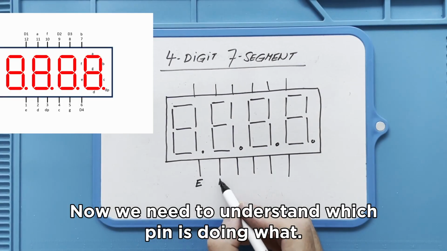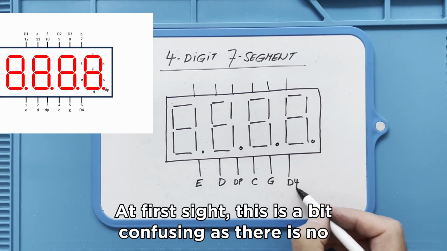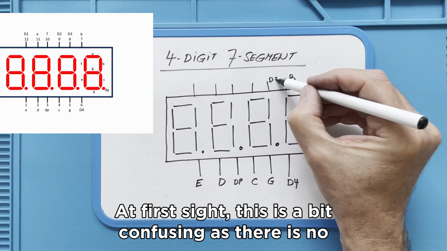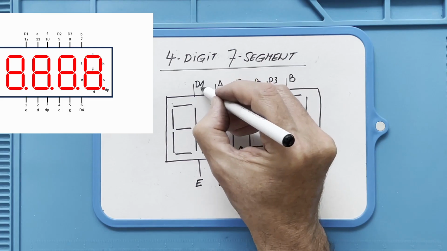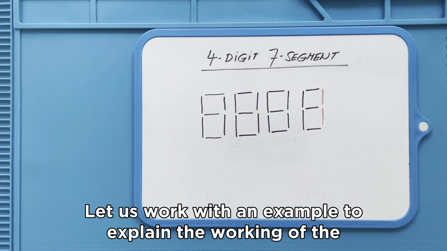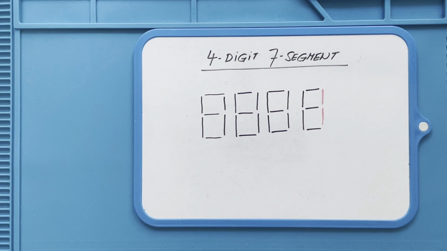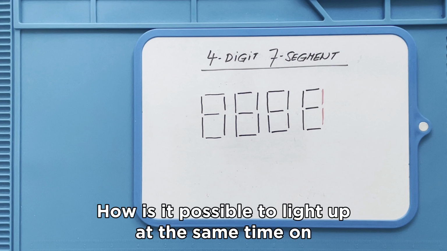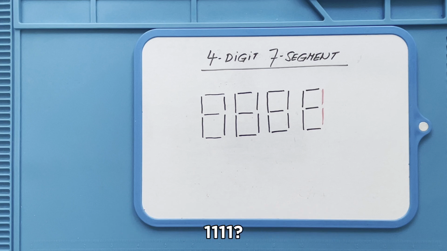Now we need to understand which pin is doing what. At first sight, this is a bit confusing, as there is no apparent logical sequence. Let us work with an example to explain the working of the 4-digit 7-segment display. How is it possible to light up, at the same time, on all 4 digits, the segments B and C to form the number 1111?